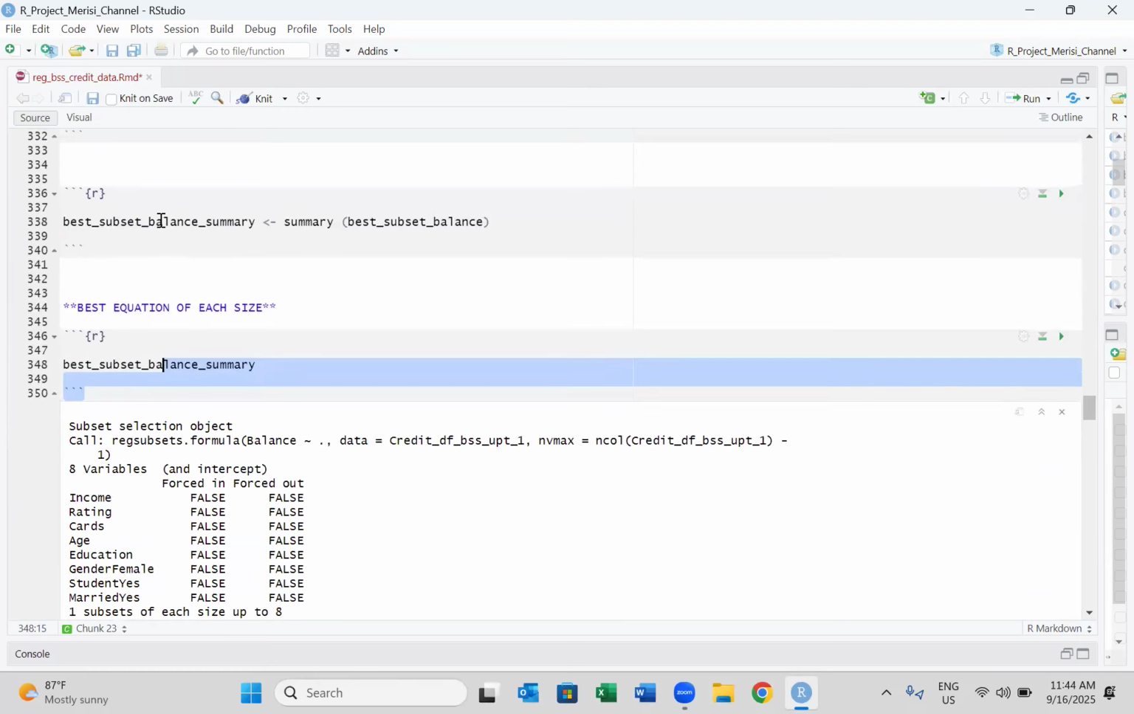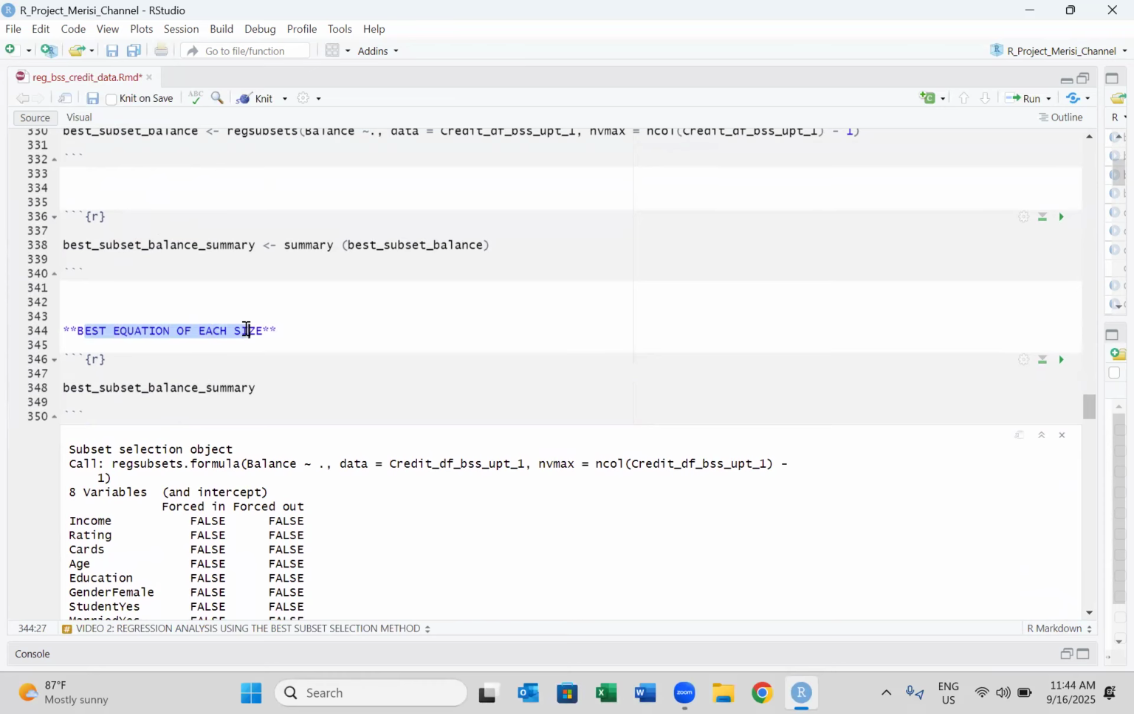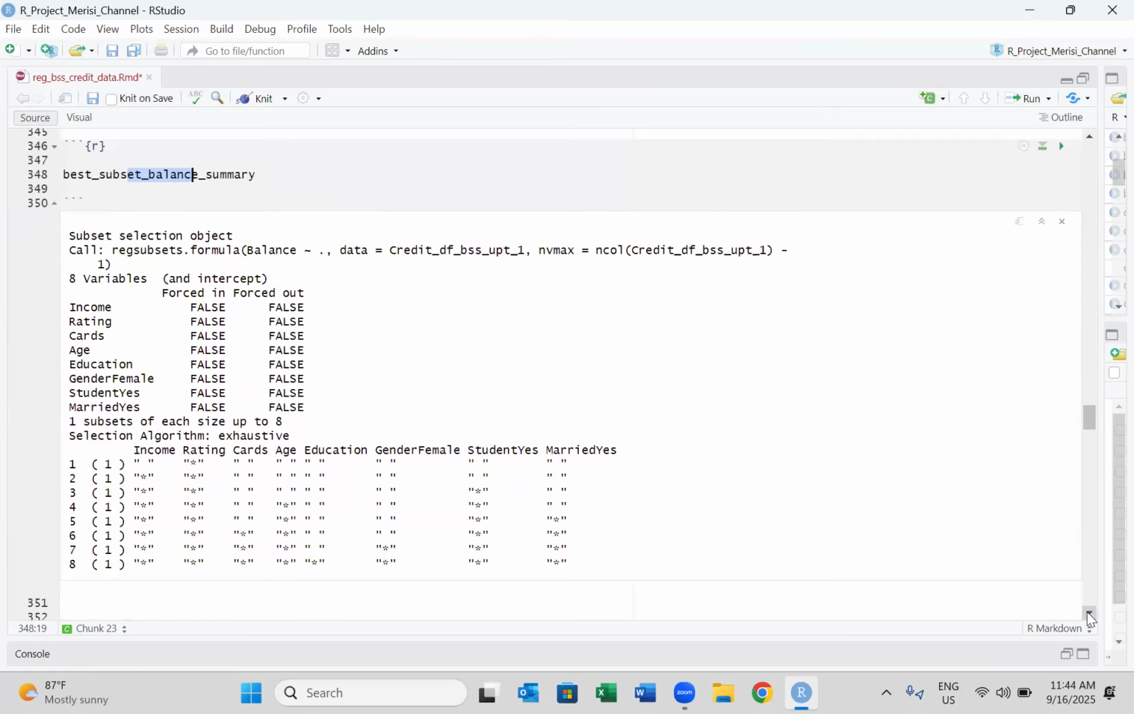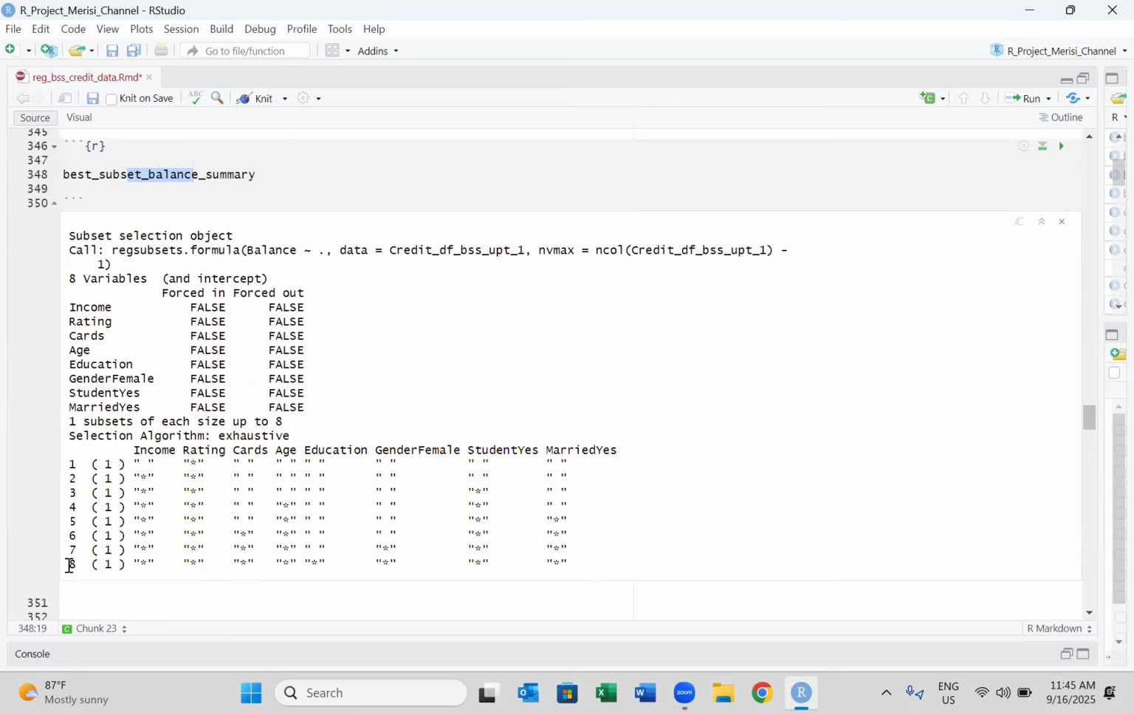As you will see, here we're going to be able to find out the best equation of each size. So the output from that variable gives us the best equation of each size, all right? What do I mean by that? Let's take a look at the output. And I'm going to ask you to focus on the last part of the outcome only, because that's the most meaningful part from an interpretation point of view. That last part is a matrix with 8 rows. Well, what is this giving us?